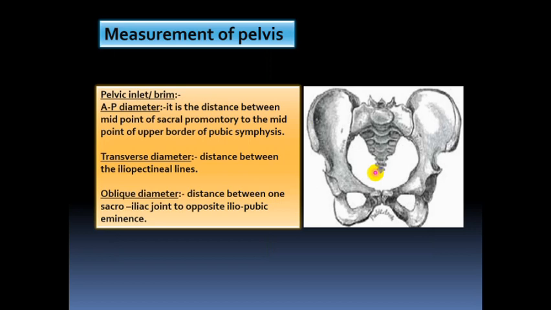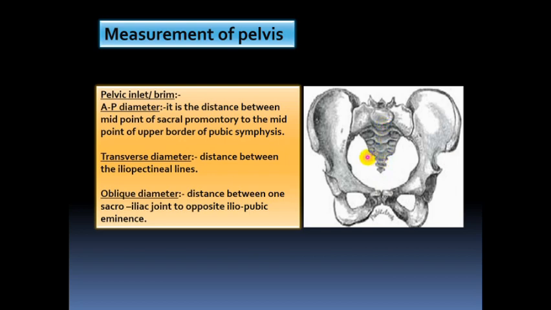We have also the diameters or the measurements of the pelvic inlet. We have three diameters. The first is the anterior-posterior diameter, which can be measured as the distance between the midpoint of the promontory of the sacrum up to the midpoint of the upper border of the symphysis pubis. This is the anterior-posterior diameter.